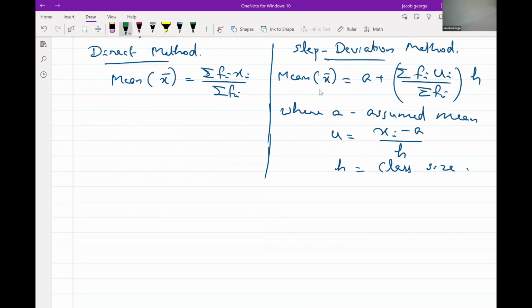So mean deviation about mean is MD(x bar), and we use the same formula: sigma fi into modulus xi minus x bar by sigma fi. So our first task is to calculate x bar. For calculating x bar, we can use either the direct method or the step deviation method.